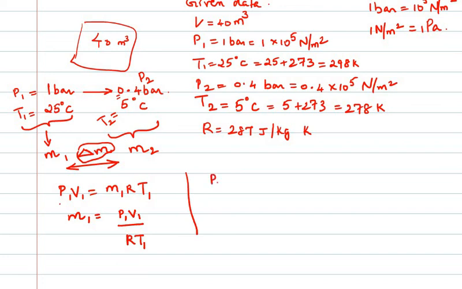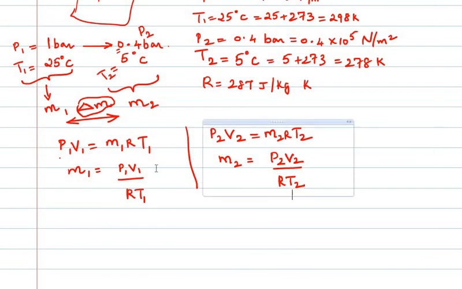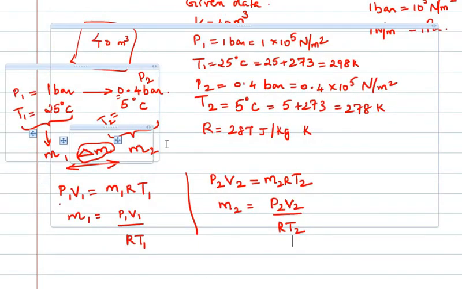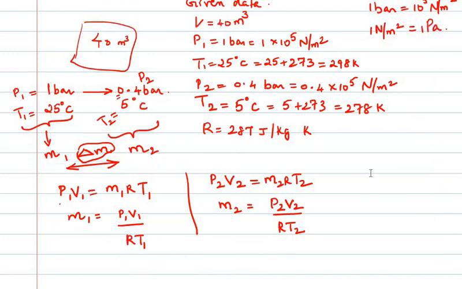Similarly, I can write the ideal gas equation for the state point 2. P2 V2 is equal to M2 R into T2. From this equation you find what is M2. M2 is equal to P2 V2 divided by R T2. So both are the same fluid, that is air. R value is constant. So R value is 287.